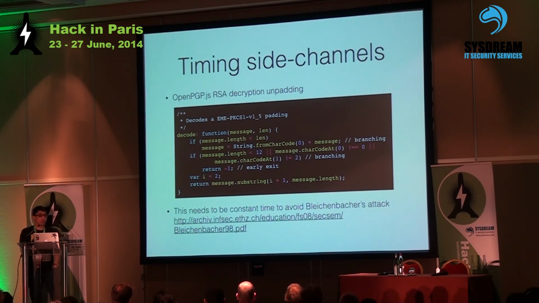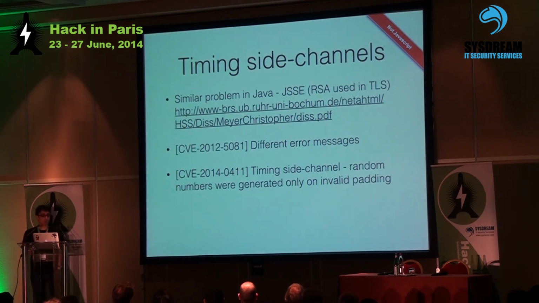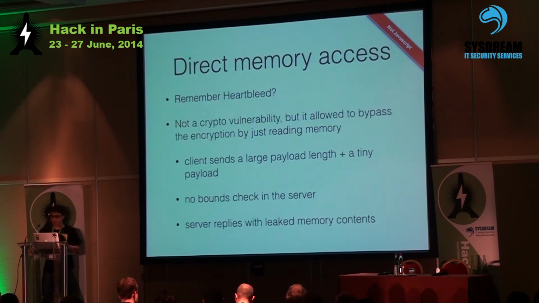And this is a problem for crypto. But again, this is not something specific to JavaScript or web crypto at all. We have timing side channels, and we have exploited timing side channels already this year in this example in Java Secure Socket Extensions. So these kinds of issues are also present in other types of crypto environments.